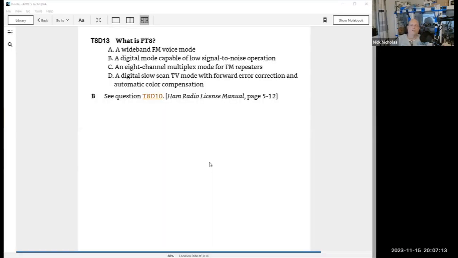Well, we've covered the material. Now we're just going over the questions and answers. So what is FT8? Well, FT8 is a digital mode that's capable of low signal to noise operation. FT8 can operate down in the noise. It doesn't have to be above it.